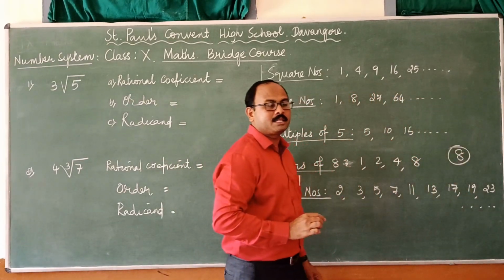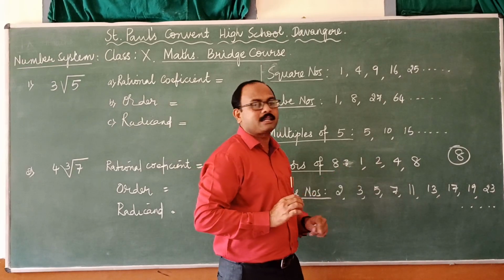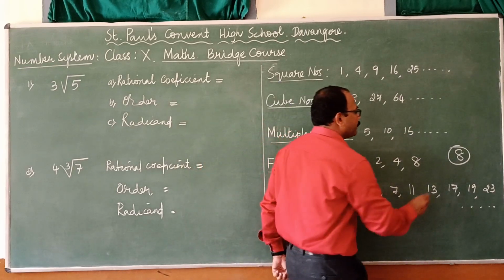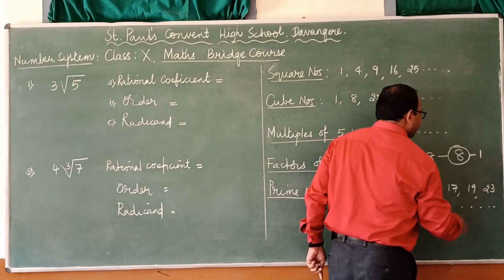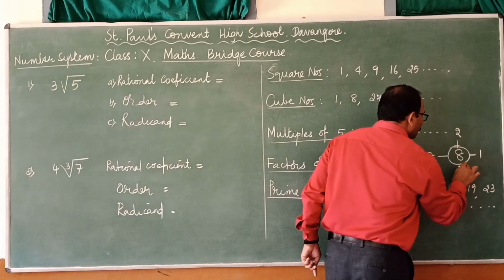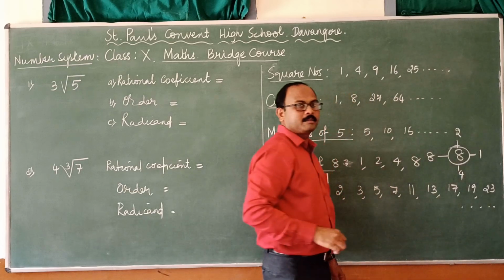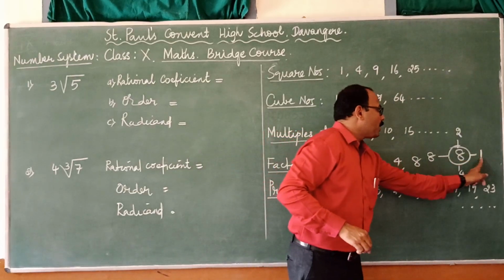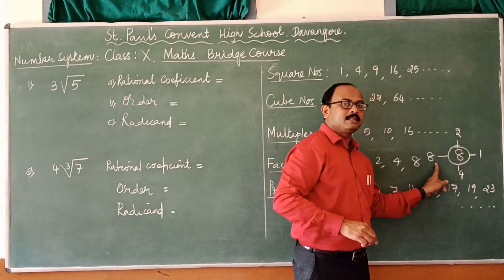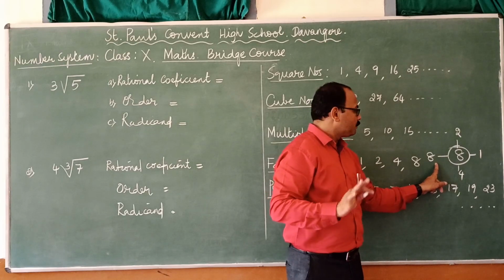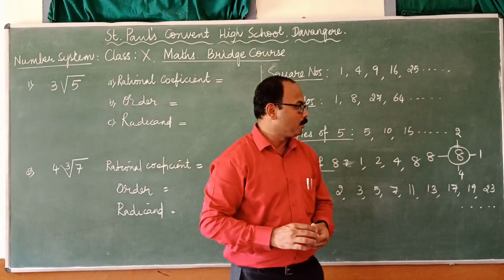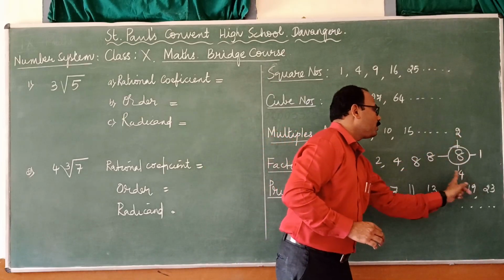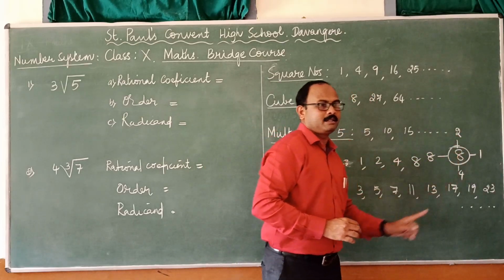Which are the numbers which divide this 8 completely? We know that 8 ones are 8, then 2 fours are 8. 1, 2, 4 and 8. These are the numbers which divide this 8 completely. Therefore, these are called factors of 8.